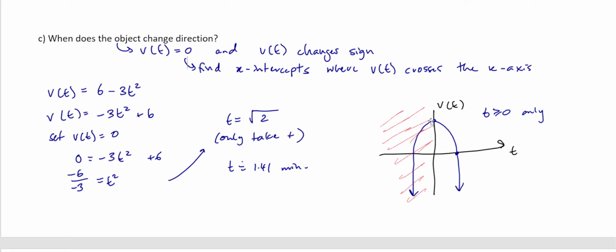Okay, and there we have it. So we have a velocity function, which is a parabolic function. It's opening down because of the negative coefficient, and it's shifted 6 units up. Remember, I'm only taking the positive values, and I look at what t value makes this function equal to 0. Well, that t value is 1.41 minutes, and we can see that the velocity function is equal to 0 at that point, and it's changing sign because the velocity function is going from a positive value to a negative value.